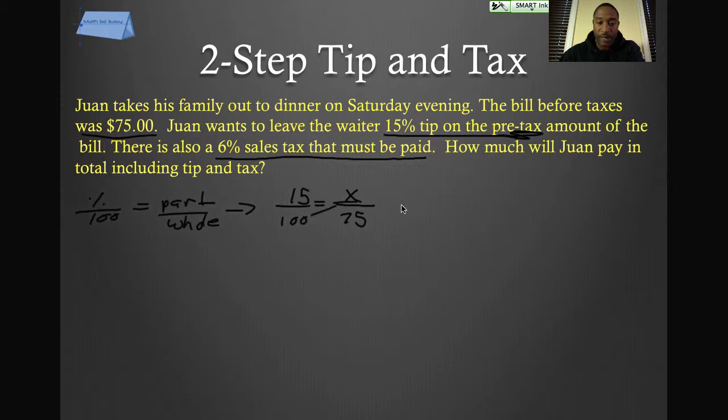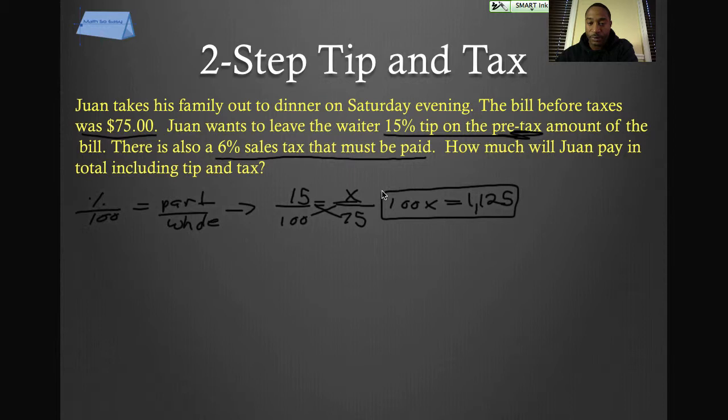Always do our X first. We have 100X is equal to whatever 15 times 75 is. Now, this is the part where you go to your calculator and it does the calculation for you. So I have 15 times 75 as $1,125. And now I have my equation here.